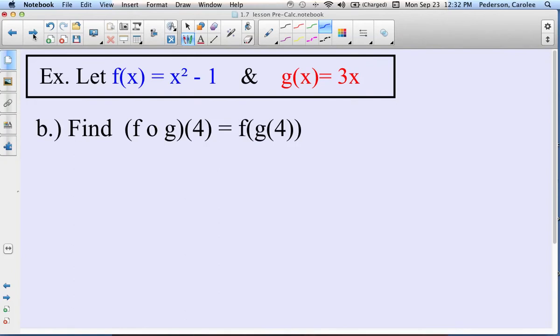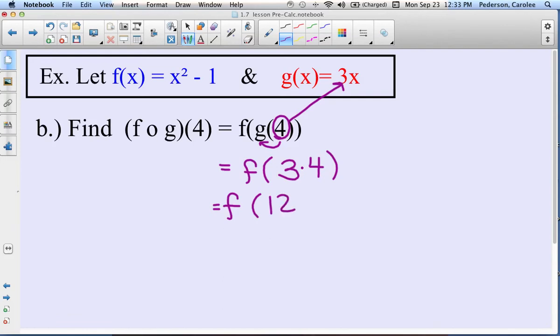Here's a second example, f of g of 4. So we go to the innermost parentheses first, which is the 4. And we're going to go backwards and evaluate it for the g of x function. So that's going to go in for x. So f of, and now I'm going to replace that x with 4. Now I multiply it. 3 times 4 is 12.